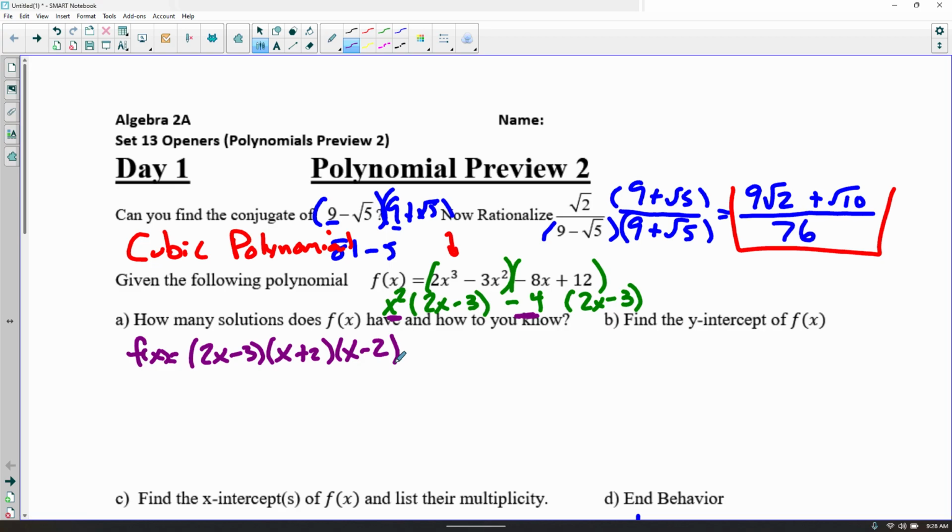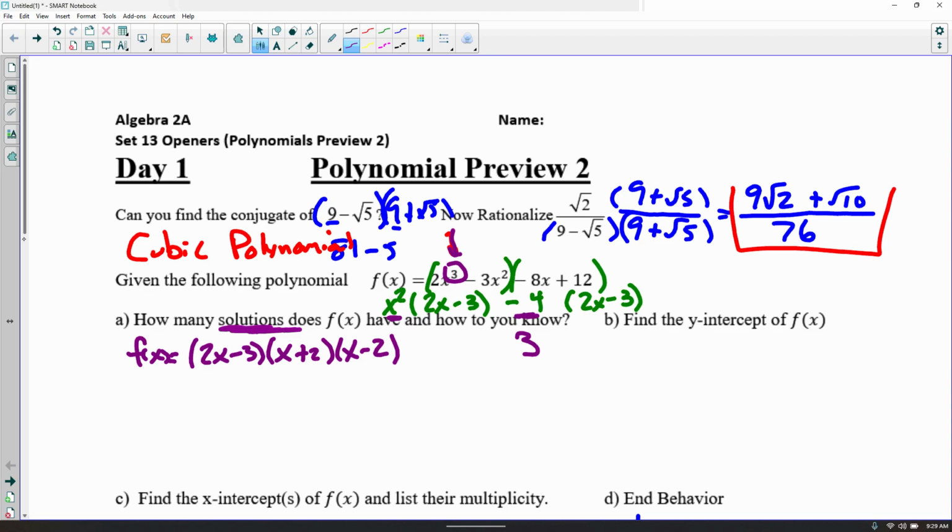How many solutions do you have? Addison says 3. How do you know that, Addison? Because there's a 3 right there. All right? Your highest degree tells you.